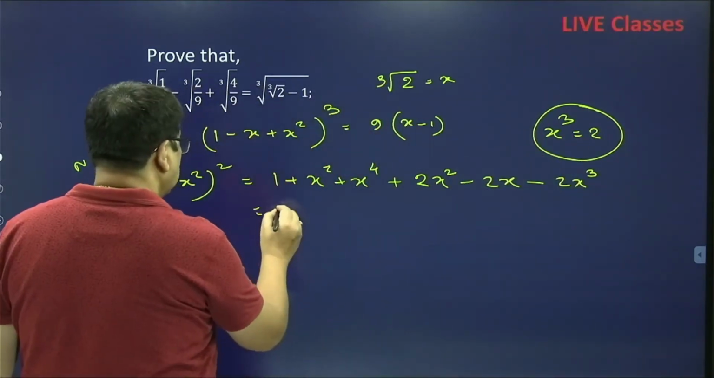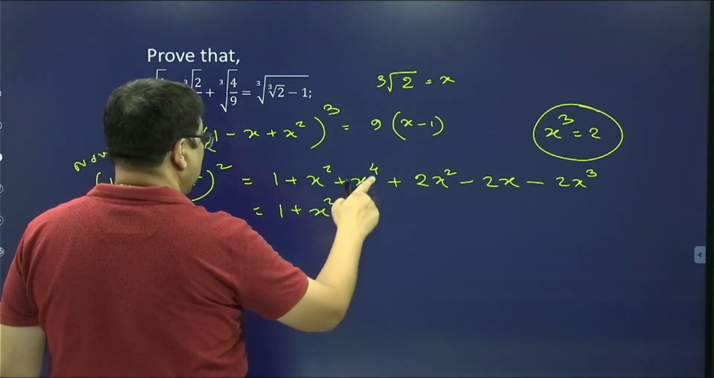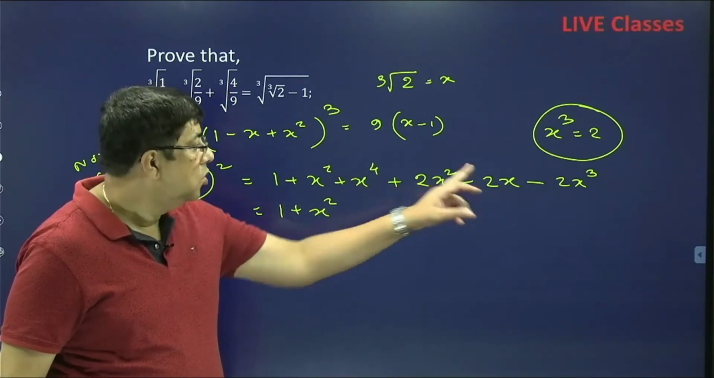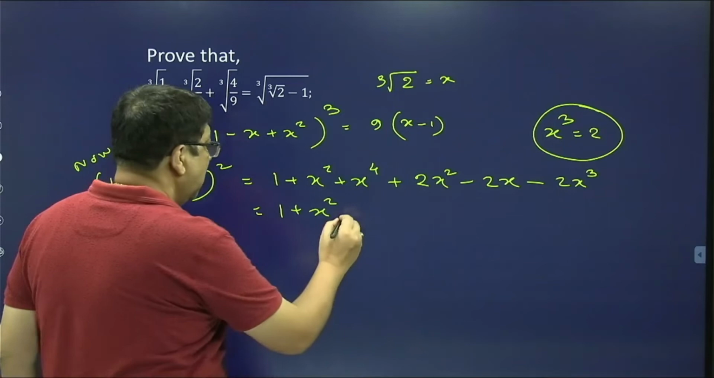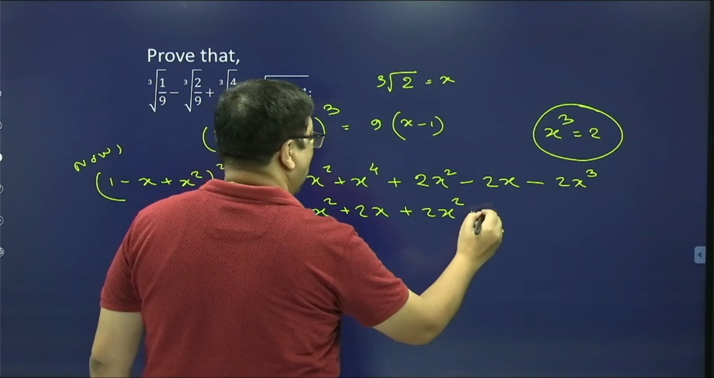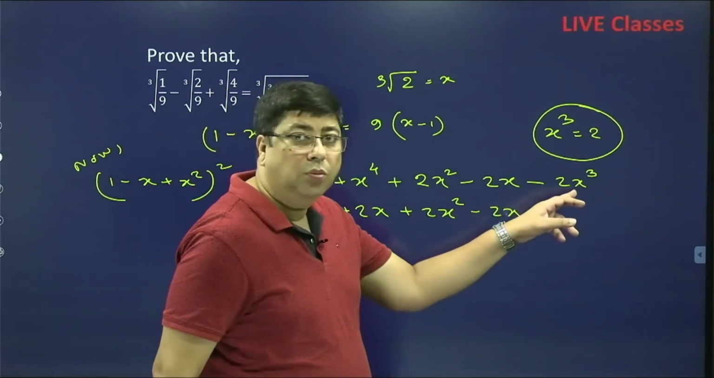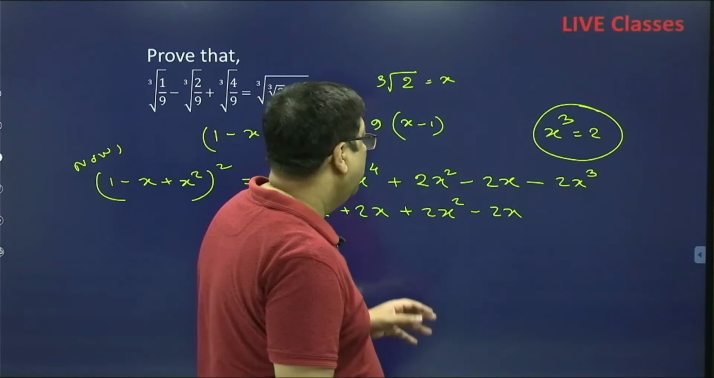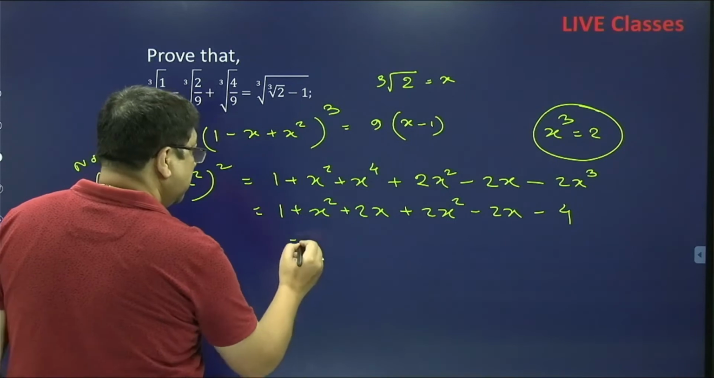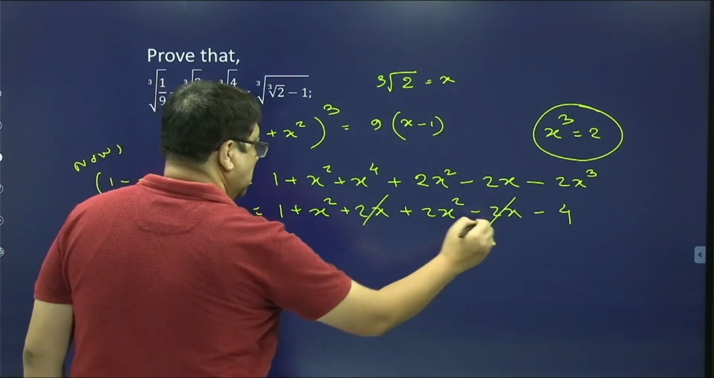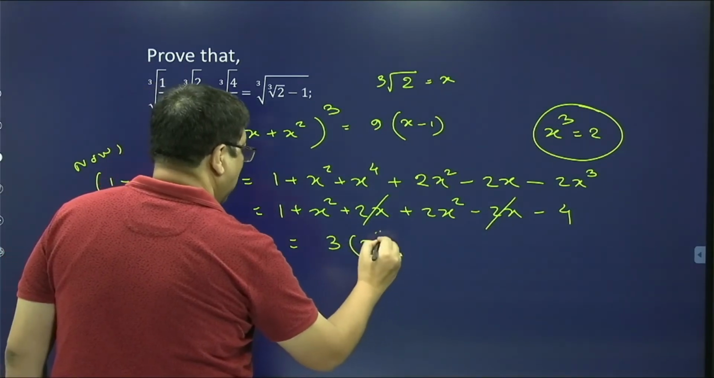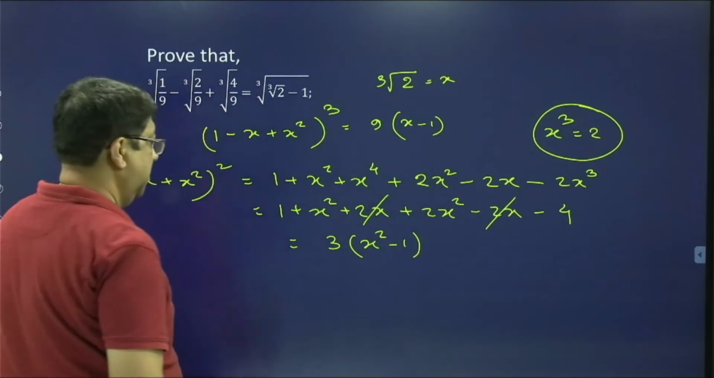Therefore, we can write this as 1 plus x square plus x to the power 4. x to the power 4 means x cube into x, it means 2x. Here I am writing 2x. Therefore, this is coming 2x plus 2x square minus 2x cube, and x cube equal to 2, therefore I am writing here minus 4. So, the calculation becomes plus 2x minus 2x is cancelled. So, if I take the 3 common, 3 into (x square minus 1).